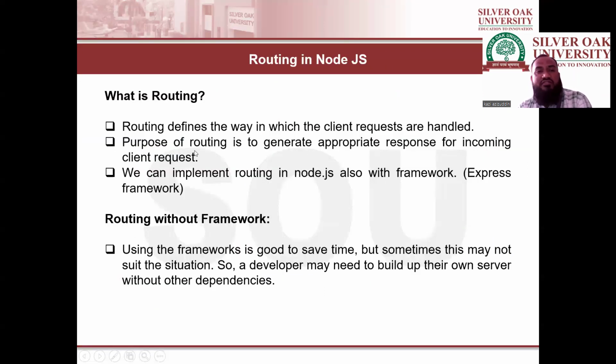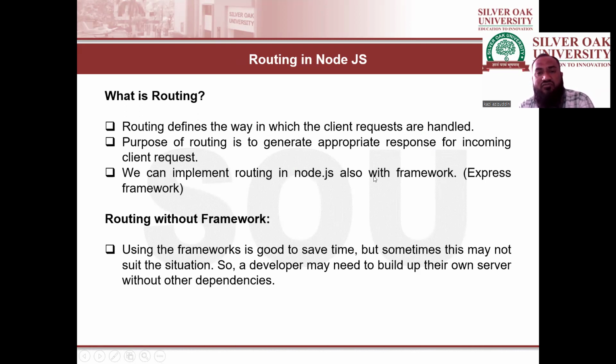Now, routing in Node.js. What exactly is routing? Routing defines the way in which client requests are handled. The purpose of routing is to generate an appropriate response for incoming client requests. Whatever request comes in, an appropriate response should be displayed for that request. That is the task of routing.